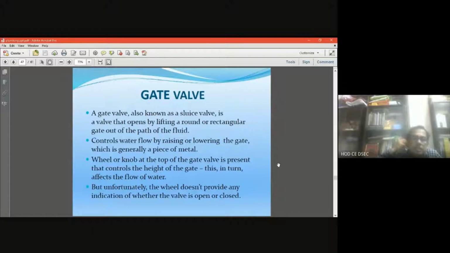This in turn affects the flow of water. That's why it has the nomenclature of a gate valve. It is operated like a gate, that means it controls the height of the gate, which in turn affects the flow of water. But unfortunately, the wheel does not provide any indication of whether the valve is open or closed.